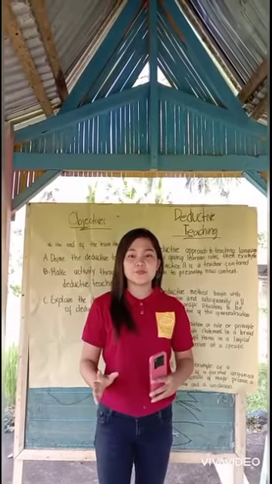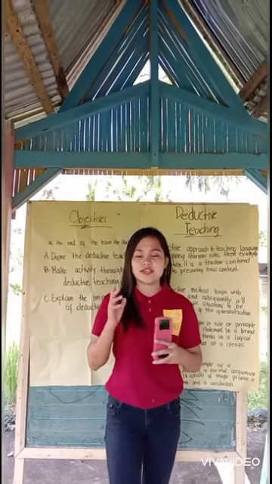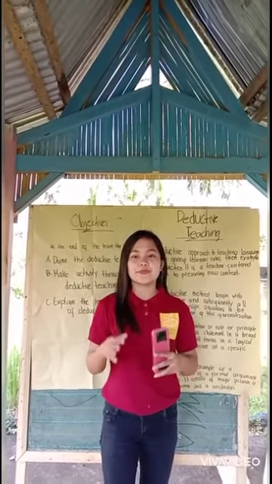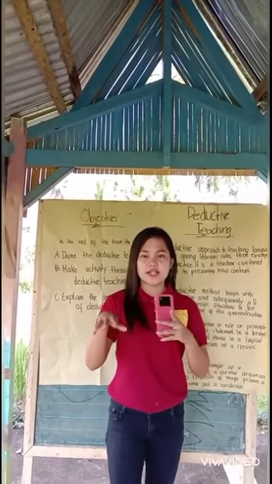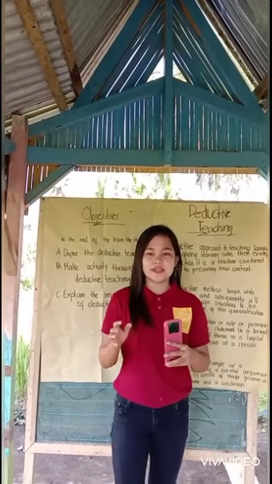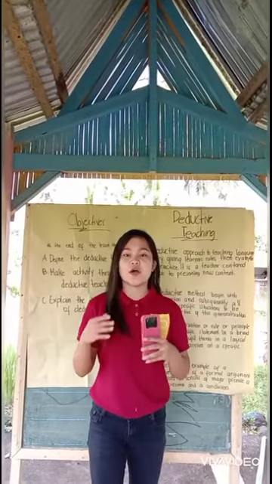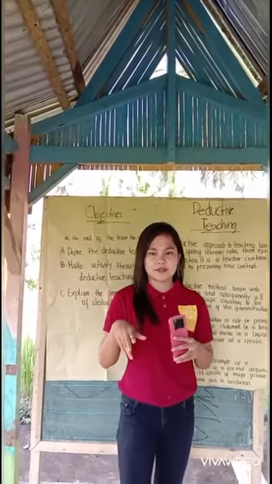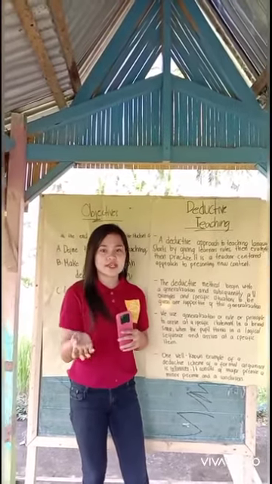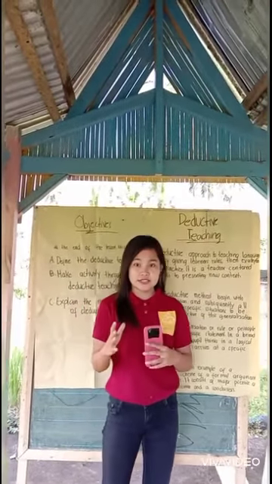Let's have another example of generalization. For example, all men are mortal. So that is the generalization. The specific is Jumerjek is mortal. So that's specific. And now we'll proceed to the steps or method of deductive teaching.